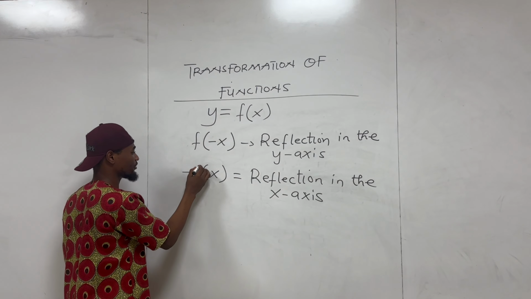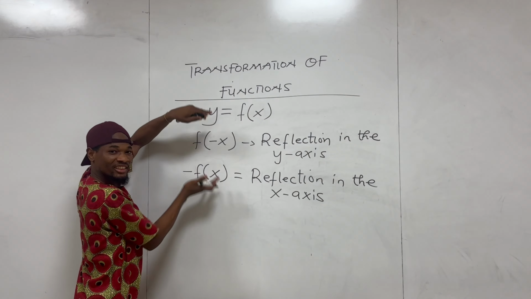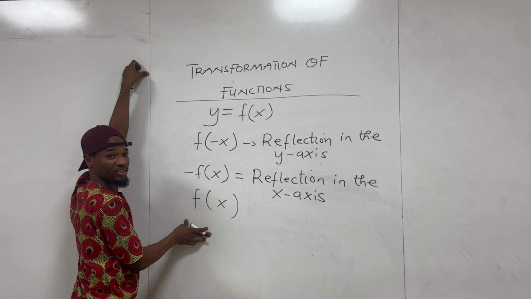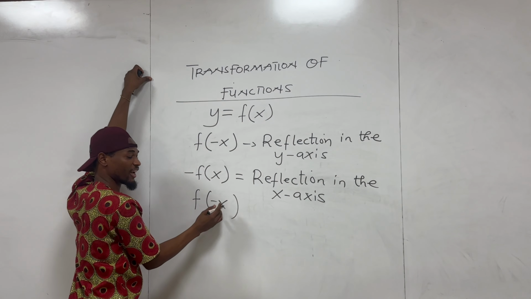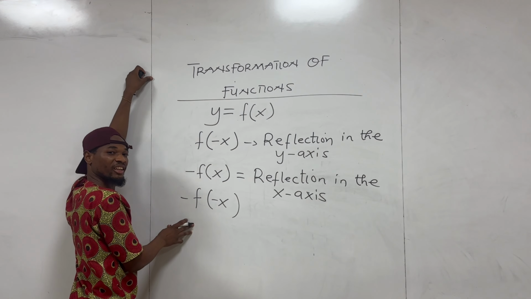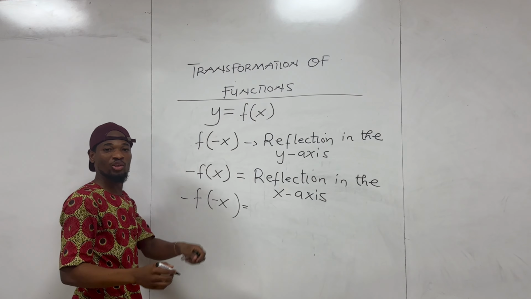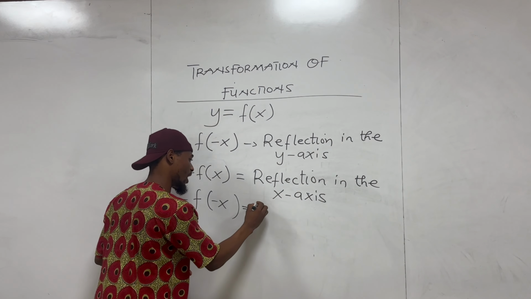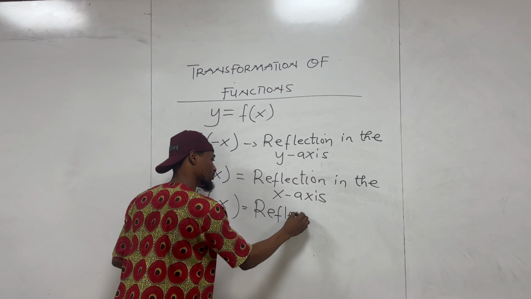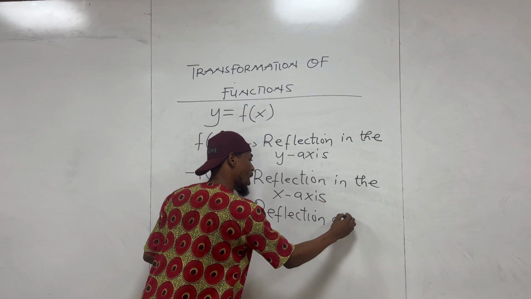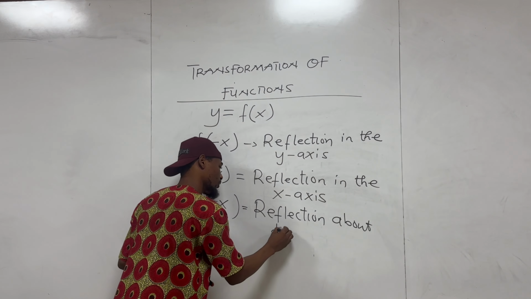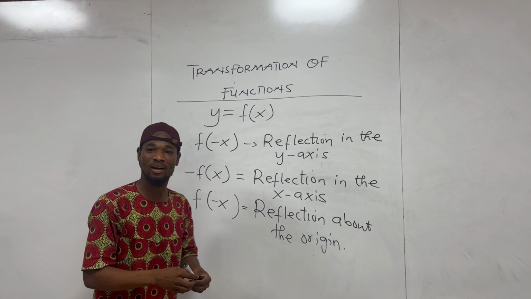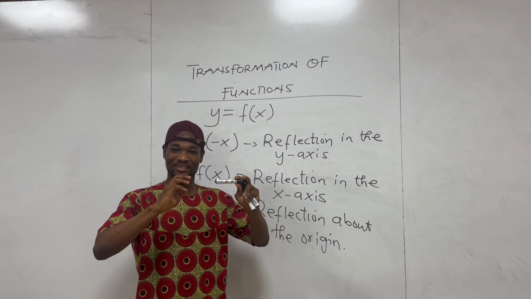What happens if I try merging the two? Alright, so if I have f of x, this is the original function, alright? Then I negate the x and I negate the whole function again. It means you are doing your reflection about what? The origin. You have reflection about the origin, as simple as that.